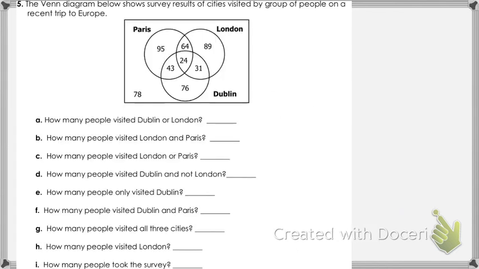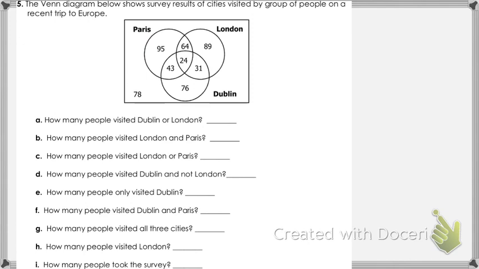Next, last page of the notes. Number 5, another 3-part Venn diagram, trying these out. So this shows survey results of cities visited by a group of people on a recent trip to Europe. So whether they went to Paris, London, Dublin, all 3, or neither.